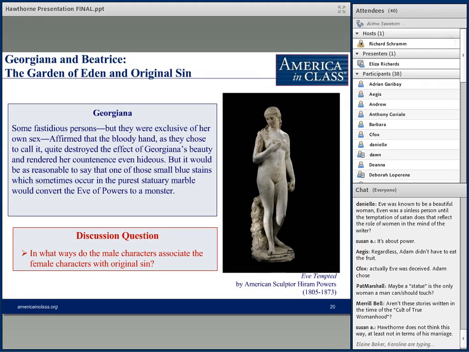Aren't these stories written in the time of the cult of true womanhood? We're going to get to exactly that. Right. They're written in precisely that time. And that's the kind of thing that I was just describing. This idea that women are closer to God. And we're talking middle class women, right? Working class women is a whole other thing. And poor women. But yes, they're closer to God.